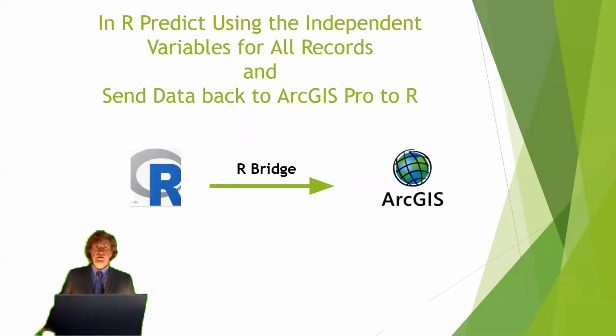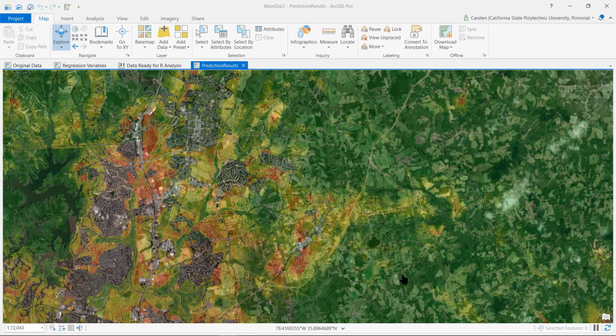So after we have our model and we tested that it is a good model, it's time to use it. We used all our data and predicted the probability of being developed with the whole data in R. And then we used R-Bridge to push these data back to ArcGIS Pro. And we can take a look at the results in ArcGIS Pro. Back in ArcGIS Pro, the predictions from R have already been updated through R-Bridge. Here's a raster layer with our prediction results.